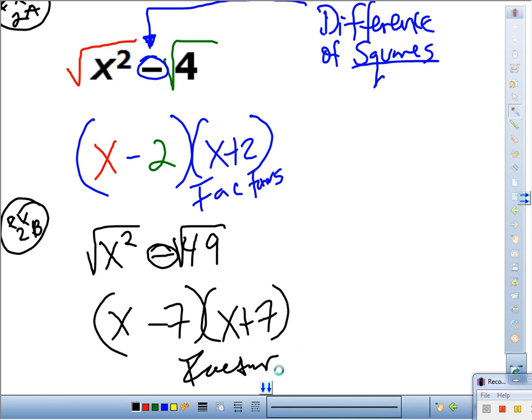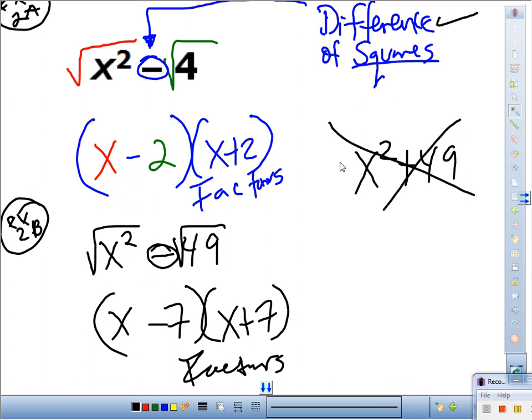Okay. Yes. No. If it is x squared plus 49, this doesn't work because it's not a difference of squares. Yeah, addition is not a difference. This is sum. This one doesn't work for that. Yes. For right now, I just want this work.